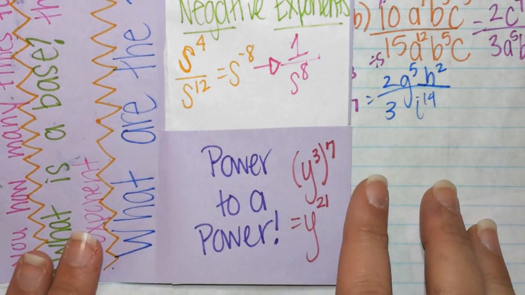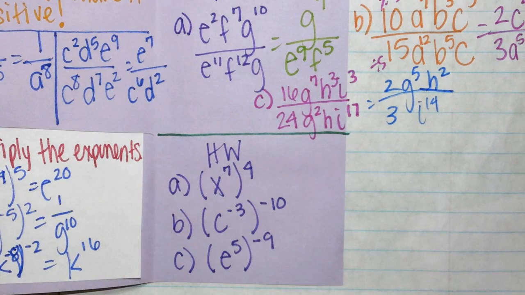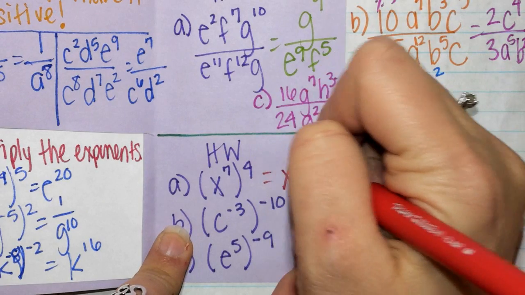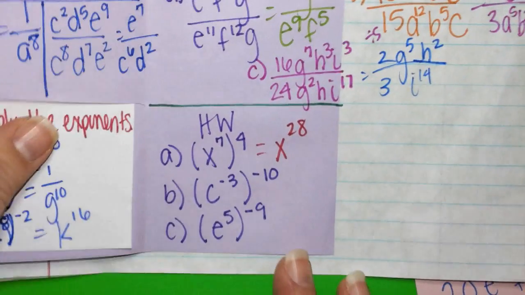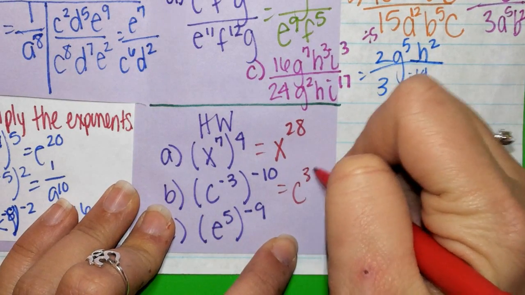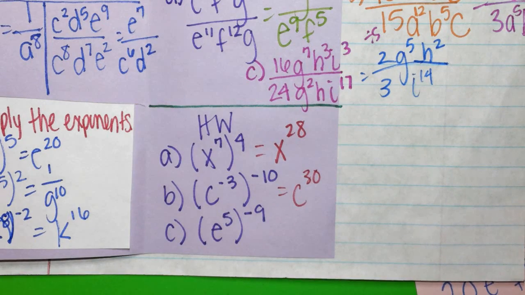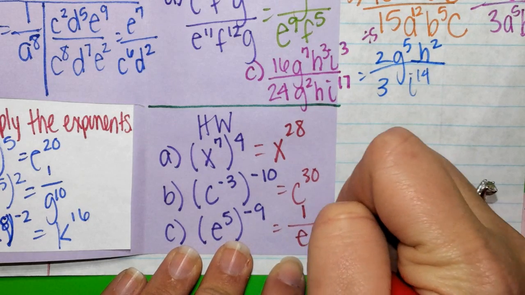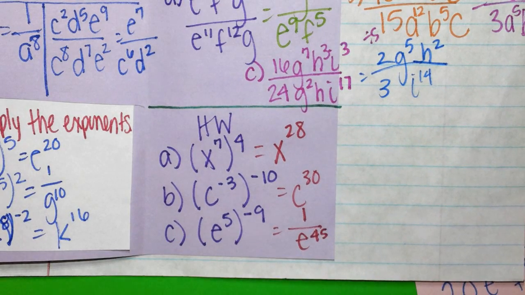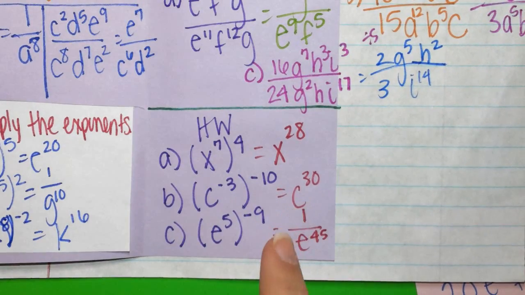When we do power to a power, we? So this becomes x to the 28th, because 7 times 4 is? This becomes c to the 30th. Why did it become positive? And this becomes 1 divided by e to the 45th power. I got all those right. Yay! How do we feel so far? Do we need to do some more like this, or are we good?